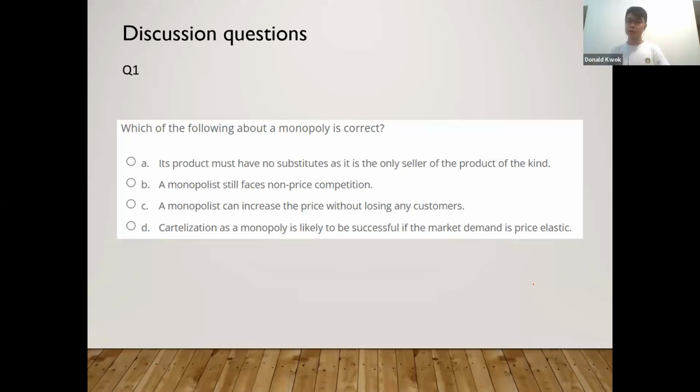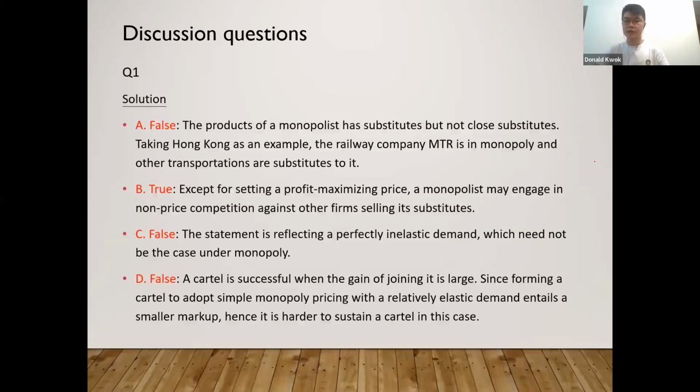All right, so let's go through the statements one by one. The first one, its product must have no substitutes as it is the only seller of the product of the kind. So imagine the example of a railway company in Hong Kong, okay? So obviously there's only one railway company in Hong Kong, MTR. However, there are substitutes to MTR services, let's say other transportation, buses, minibuses, taxis, and so on. So as you can see, there are substitutes to the products provided by the seller, just that there are no close substitutes to it. Okay, so this is why A is false.